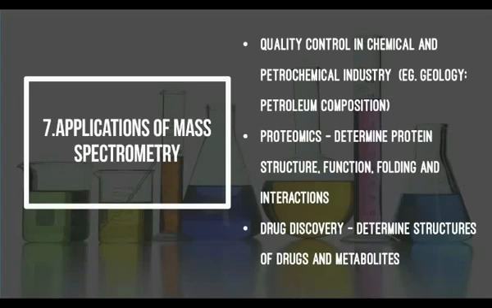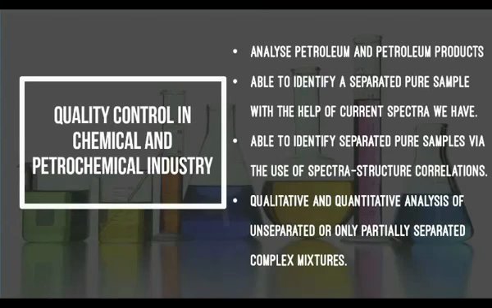These are various examples of how mass spectrometry is used in industries. We will be focusing on mass spectrometry in petrochemical industries, proteomics, and in drug discovery. Mass spectrometry plays an important role in quality control in chemical and petrochemical industries.